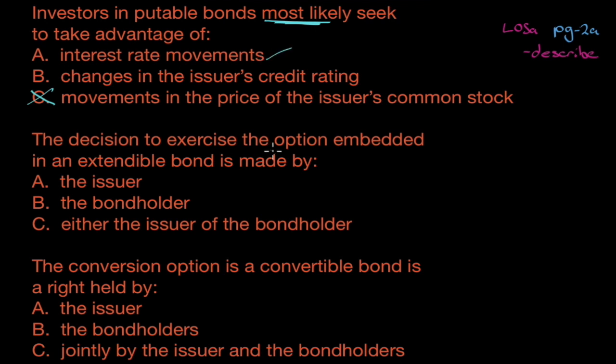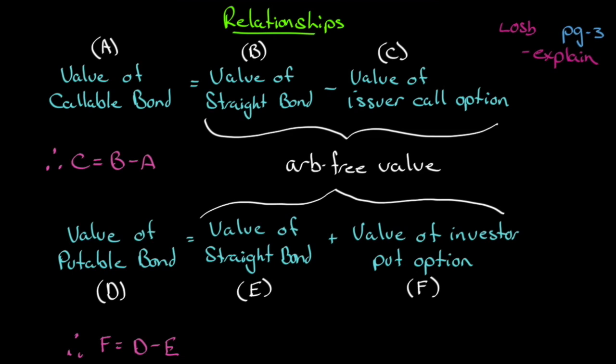The decision to exercise the option embedded in an extendable bond is made by, and well, it's kind of like a put, right? So we know that benefits the holder, it's the bond holder. And finally, the conversion option in a convertible bond is a right held by the bondholders. So this is a rather short learning objective.